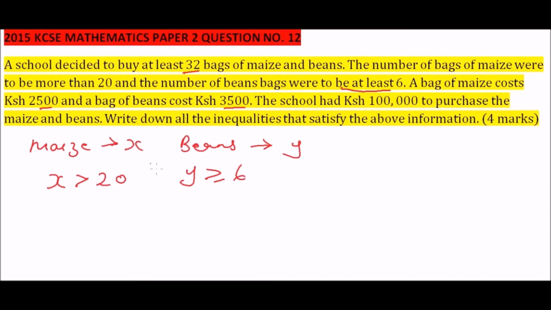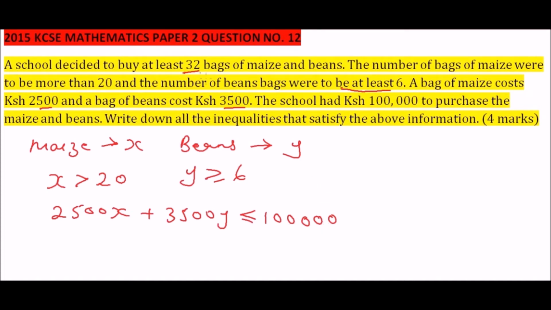Kwa hivyo ni kumaanisha ukichukua 2,500 multiply the number of bags of maize, you add 3,500 times the number of beans that were bought must be less than or equals to 100,000, kwa sababu hawawezi kutumia pesa more than 100,000 ambazo haziko, so it must be either itoshe 100,000 ama ikuwe less.